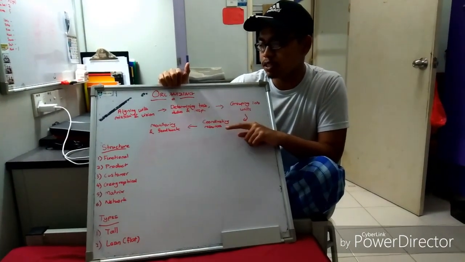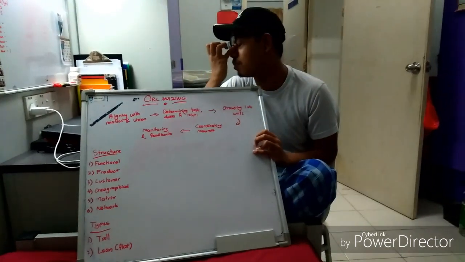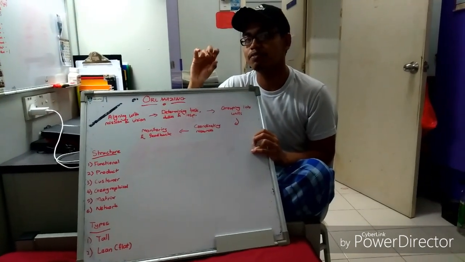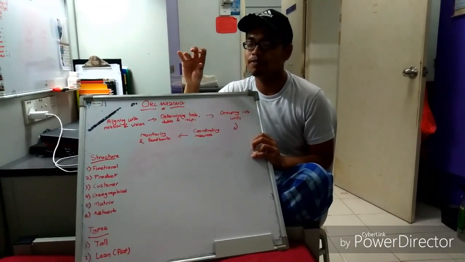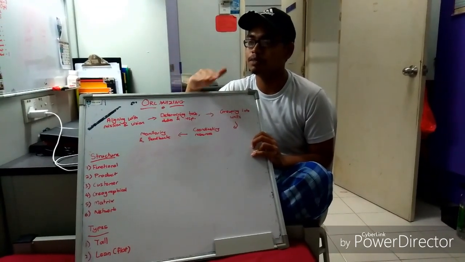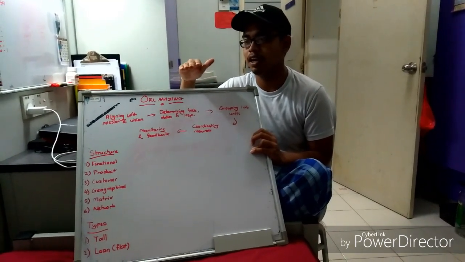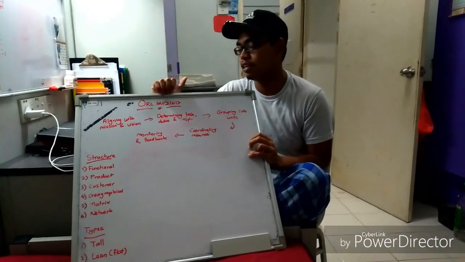First of all, functional. Functional, we focus on the functions of each member. For example, we have the president, CEO, for example, and then under it, we have vice president and other customer, product, or just like that.